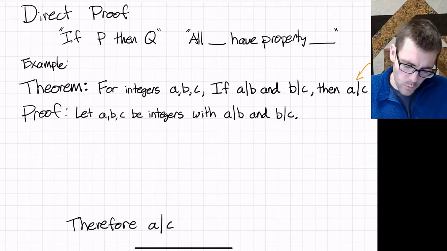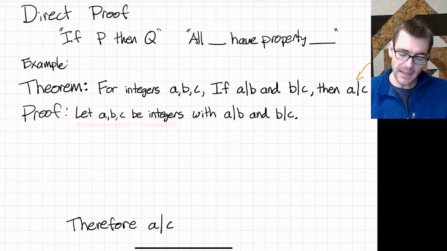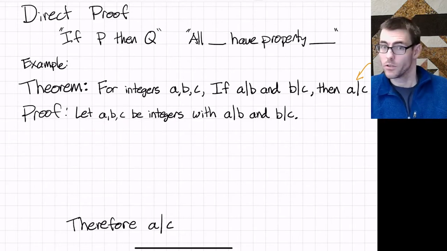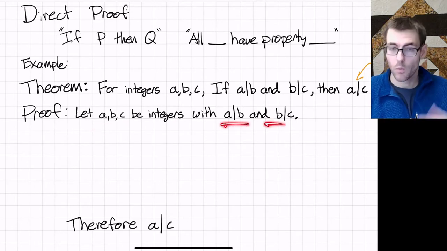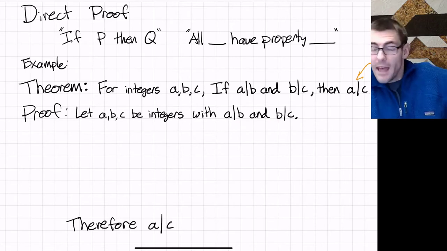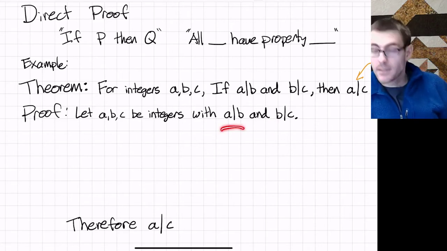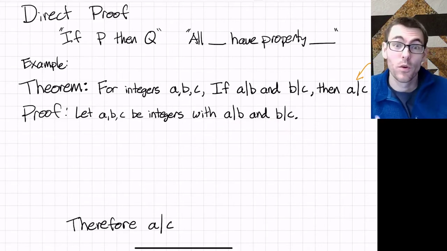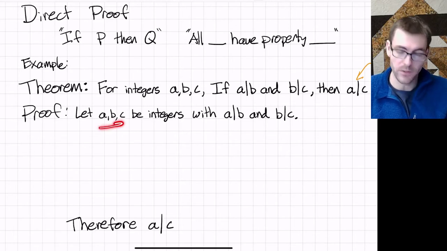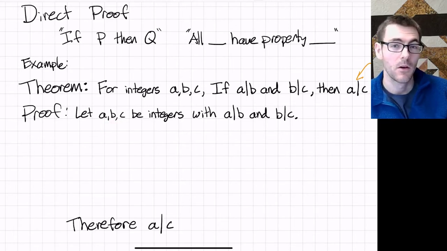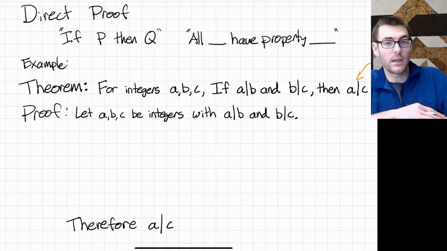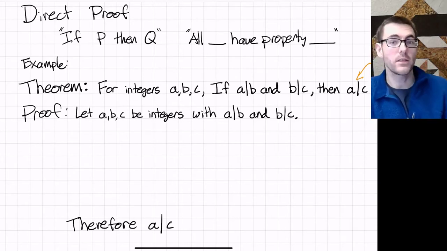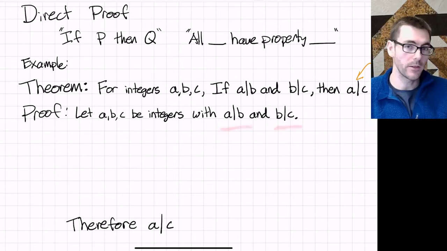I also want to point out that when we phrase something like this, let a, b, and c be integers with this property, we're saying that they can literally be any integer as long as it has this property. In other words, we're considering all possible values that a, b, and c can take. We're not just listing off a few examples, we're doing the infinite collection of all integers that has this property.